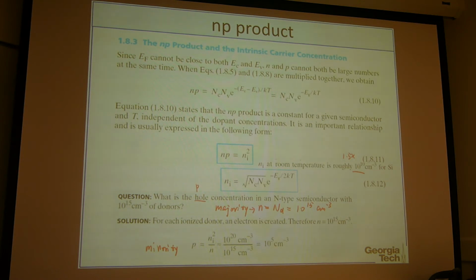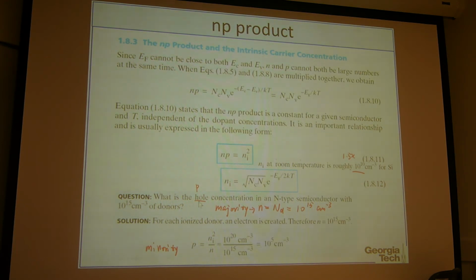Any questions here? And here is another tip for you to check your solution. Very easy, because you always have this. If you just check the orders of magnitude, then the Ni squared will always give you the order 20. And then if your n-type doping gives you n of the order of 15, then the other one must be 5, because 5 plus 15 equals 20.